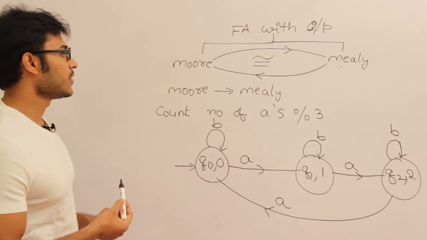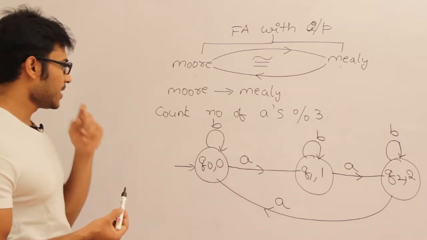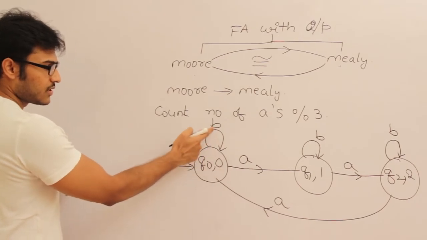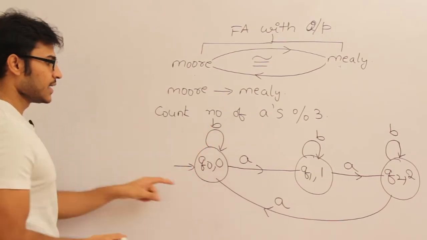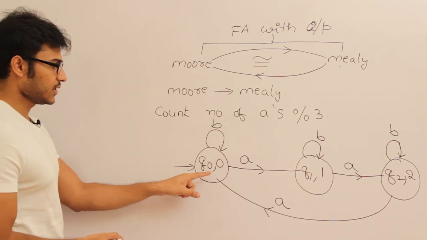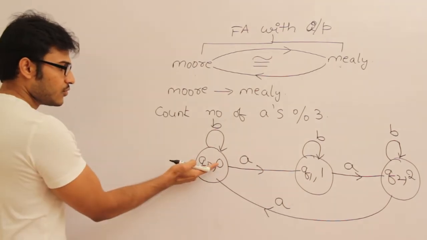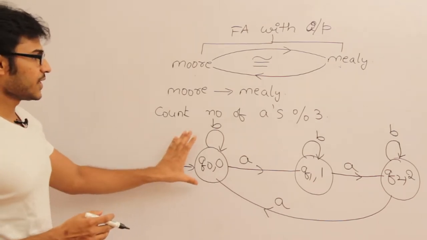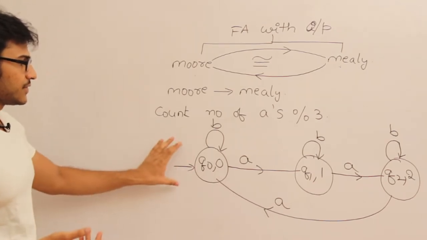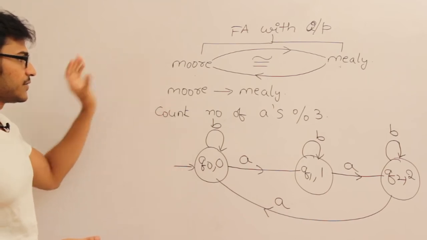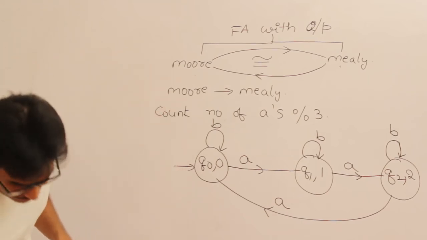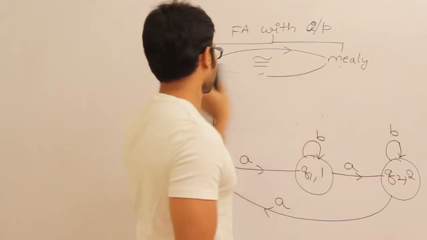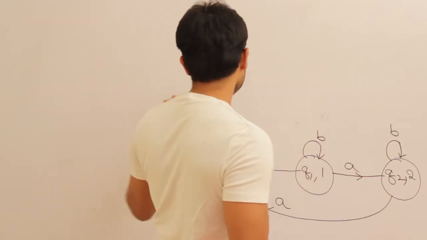Now I want to convert it to a Mealy machine. So what is the main difference between Moore and Mealy? In a Mealy machine, the output has to be associated with the transitions rather than the states. In a Moore machine, output is associated with states. So I have to move the output onto the transitions. I am going to explain this in two ways: one is by transition diagram, the other is by transition table. First, let us try to understand it in terms of the state transition diagram. It will be very easy.